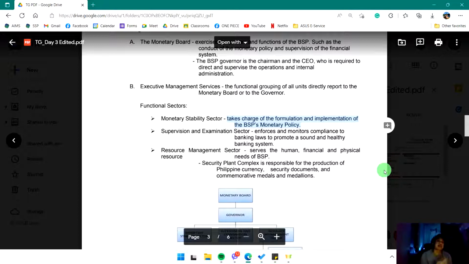And once they have decided on what kind of monetary policy they should implement, the Monetary Stability Sector will now take charge of formulating the monetary policy. When we say formulating, this will mean finalizing the monetary policy itself. Kumbaga, yung galing kasi kay Monetary Board is purely a decision. And papasok siya kay Monetary Stability Sector para i-finalize ito with the use of proper documentation and proper research kung paano aayusin yung monetary policy na yon and the implementation of the policy itself.